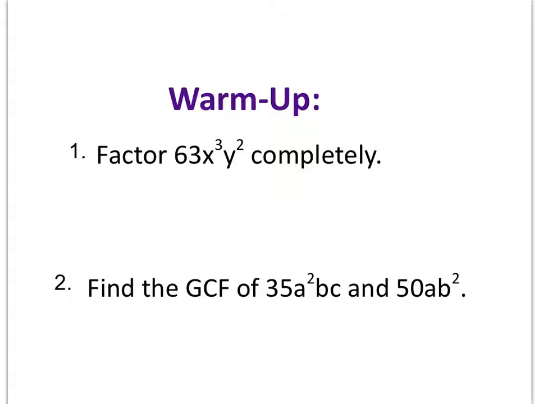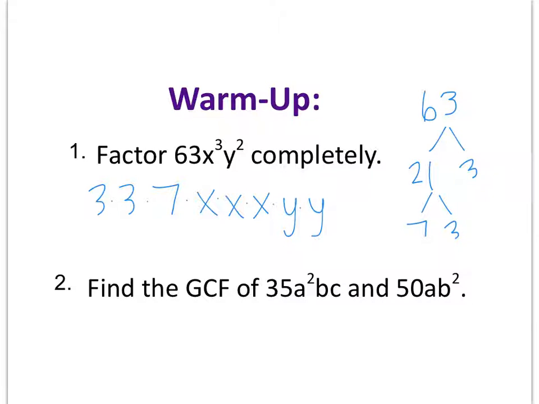Number 1, factor 63x to the third y to the second completely. Take a moment and go ahead and factor that monomial. So don't forget, you need to make a factor tree to help you factor 63. So 63 breaks down into what two numbers? You got it, 21 and 3. And then 21 breaks down into 7 and 3. So here I would have 3 times 3 times 7 times x, y, and y.